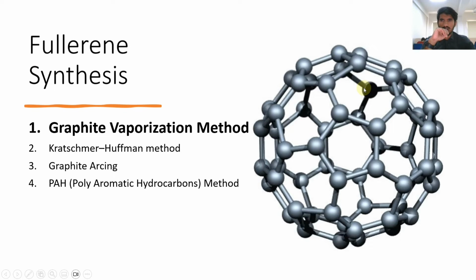The topic of today's video lecture is fullerene synthesis. There are different methods for the synthesis of fullerene, like the graphite vaporization method, the Kroto-Huffman method, the graphite arcing method, and the polyaromatic hydrocarbons method. In this video, I am going to explain the graphite vaporization method, and in the upcoming videos, I will also explain the Kroto-Huffman method, the graphite arcing, and the PAH method. So the focus of today's video is only on the graphite vaporization method.